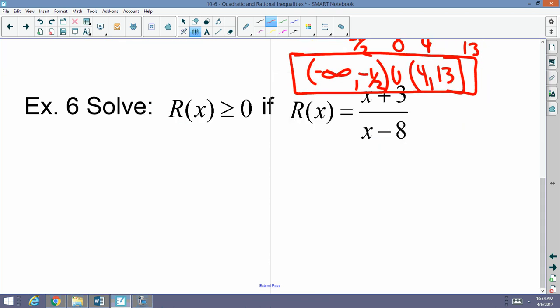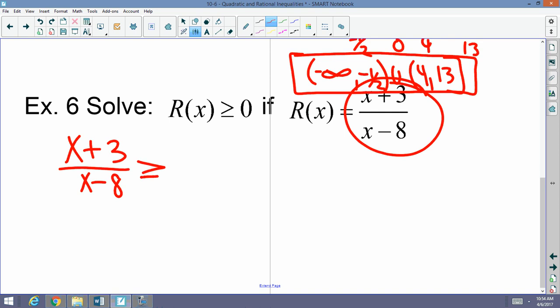Last but not least. All right, guys. Solve. Function r of x is greater than 0 if r of x equals x plus 3 over x minus 8. Well, okay. Let's think. This is the function itself. And that function has to be greater than or equal to 0. So that means that the function itself, which is x plus 3 over x minus 8, must be greater than or equal to 0.